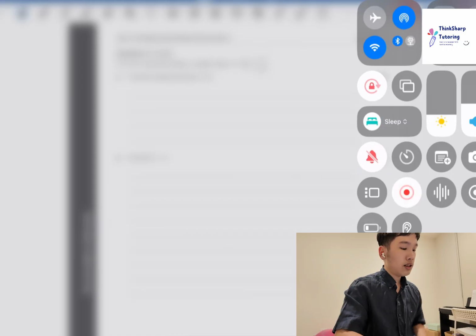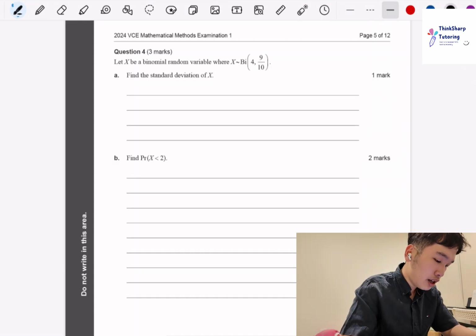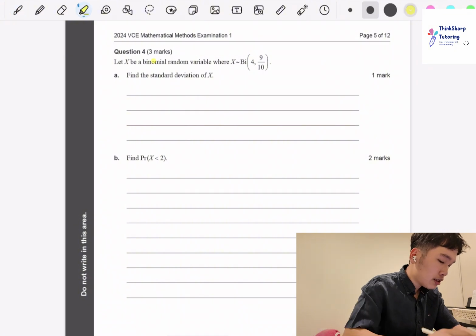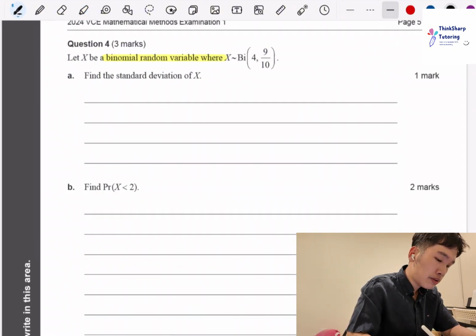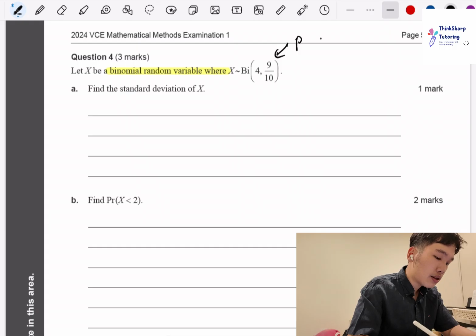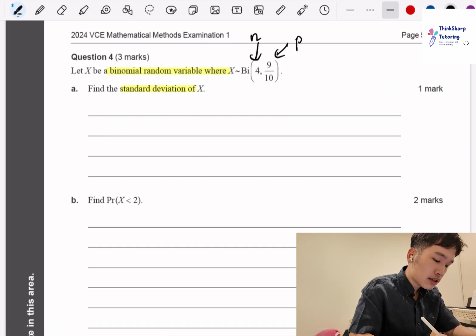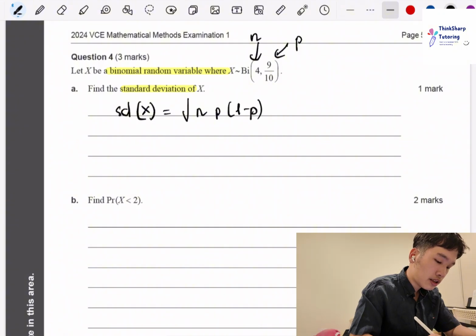Pretty easy, right? All right, moving on to question 4. So this is a binomial random variable. So we all know this is P, which is our probability. That is your N, which is your number of trials. So find the standard deviation. This is quite easy because we already have the formula. The formula for SD of X is the square root of N times P times 1 minus P. So if we sub that in, that'll be 4 times 9 over 10 times 1 over 10.